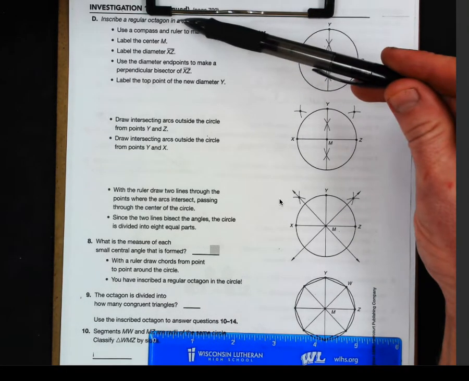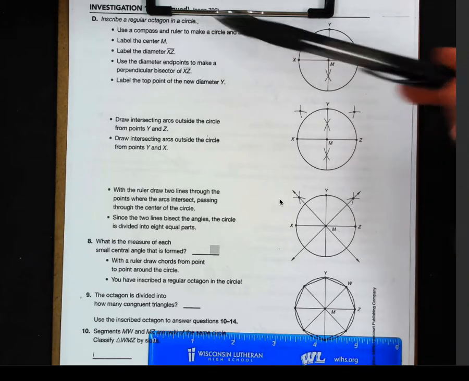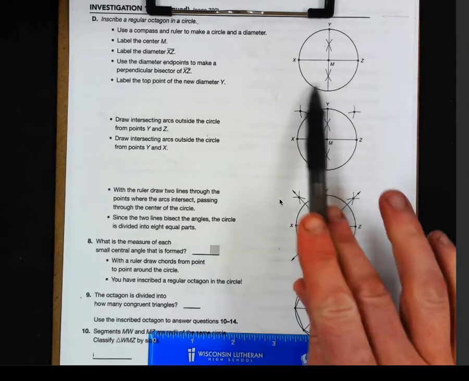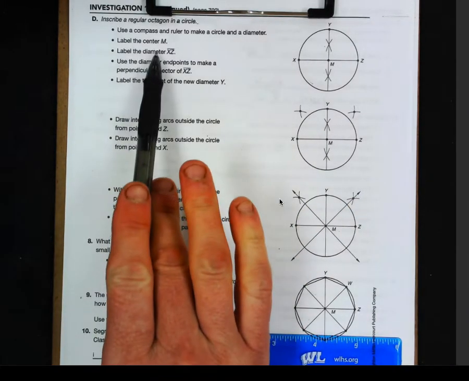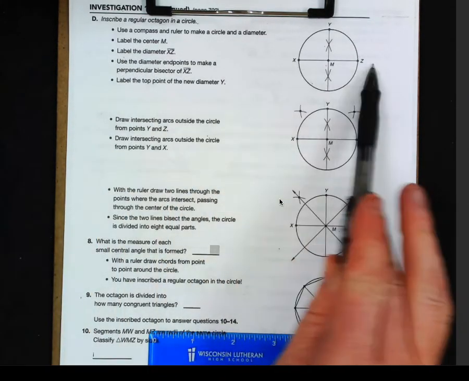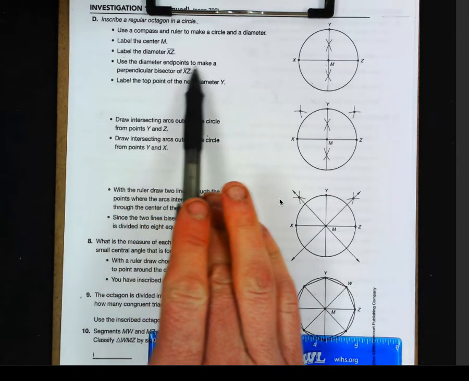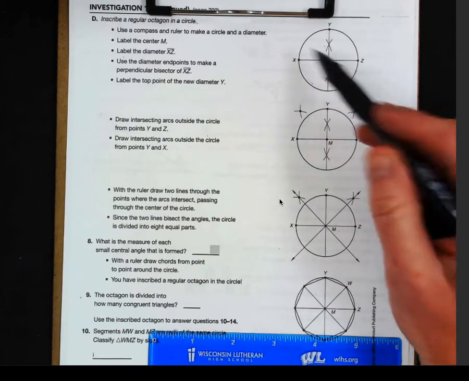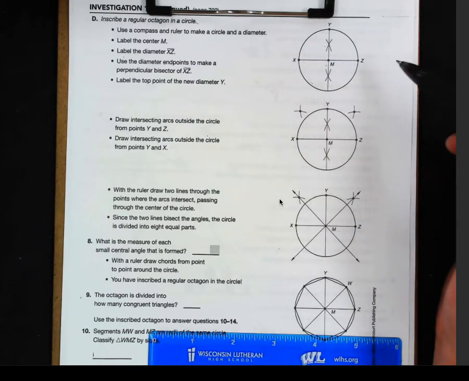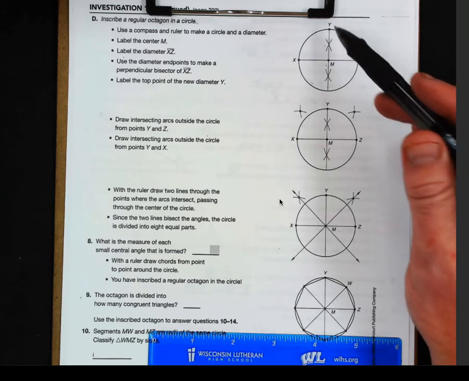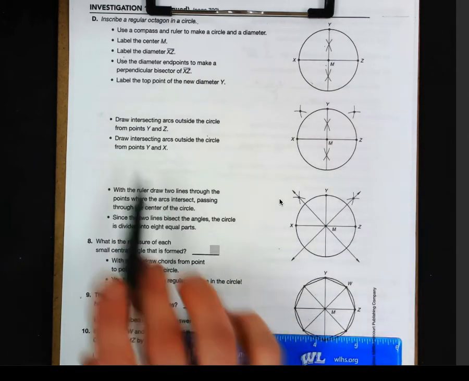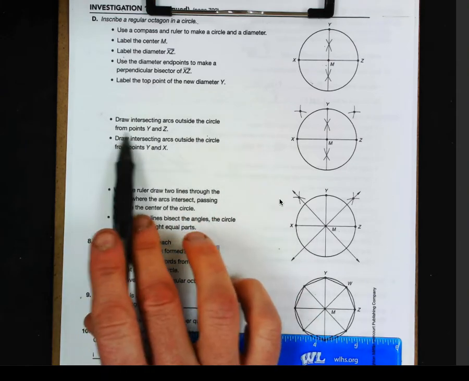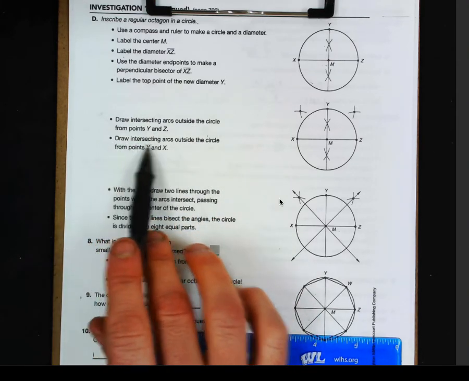All right, now we have to take it to the next step. It says, can you inscribe a regular octagon in the circle? Use a compass and a ruler to make a circle with a diameter. You did that from the last page. Label it M in the middle. Draw XZ, your diameter. Use the diameter endpoints to make perpendicular bisectors. Remember how we did that? Little swing this way, little swing that way, cuts it, draws it. We have this diameter, what they call Y. Draw your intersecting arcs outside the circle to make Y and Z. Draw the intersecting through there.